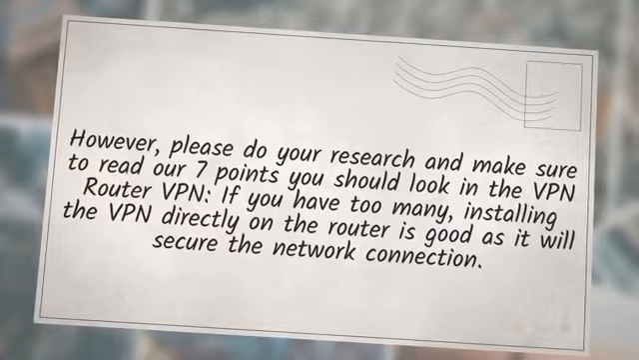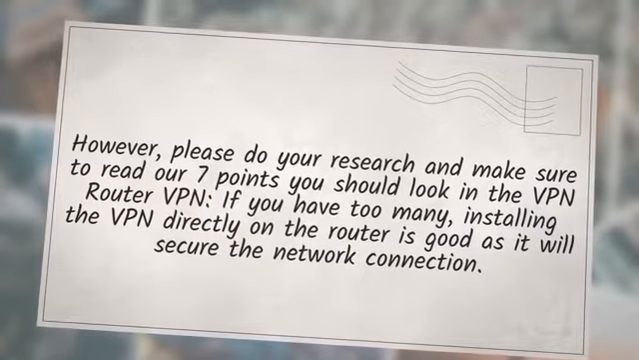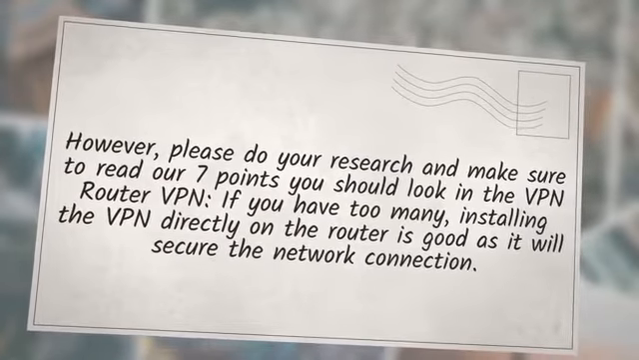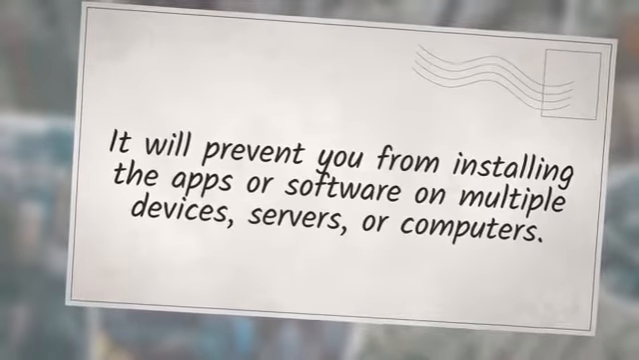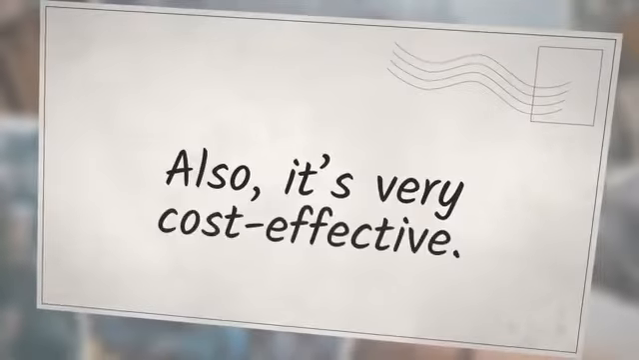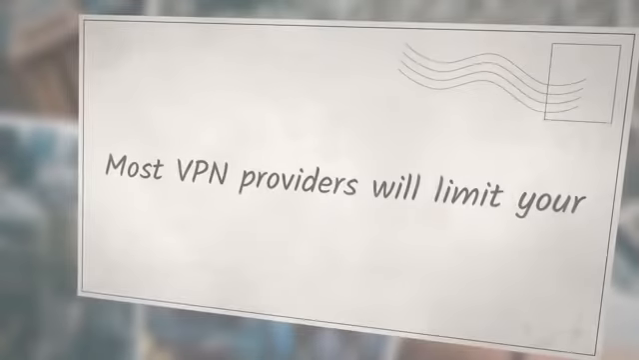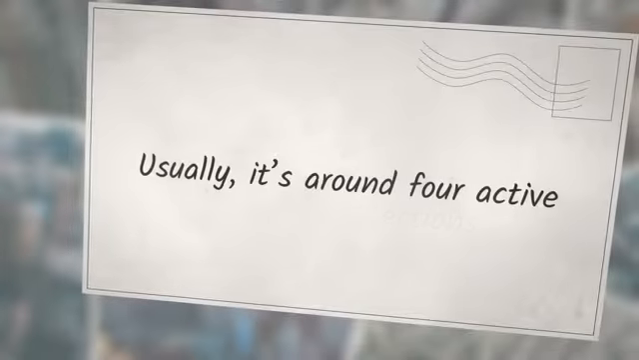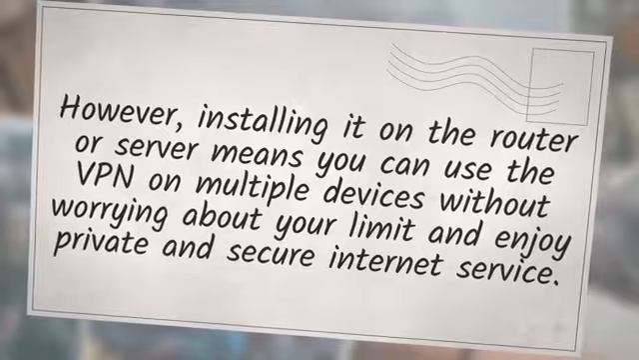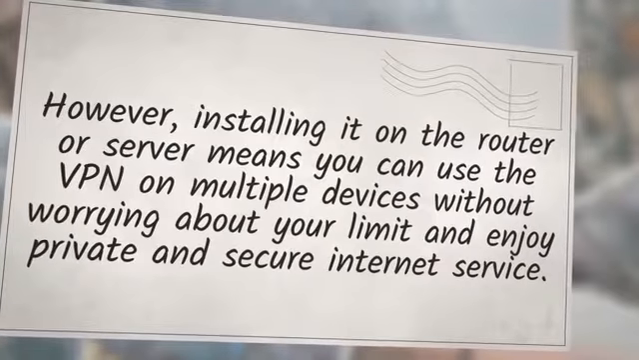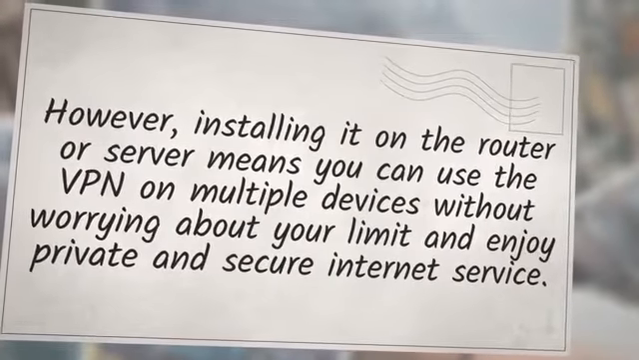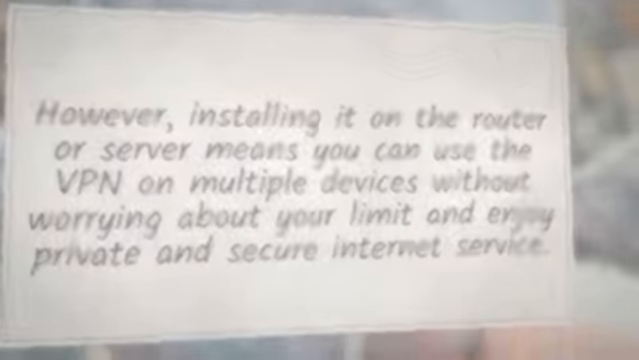Router VPN. If you have too many devices, installing the VPN directly on the router is good as it will secure the network connection. It will prevent you from installing the apps or software on multiple devices, servers, or computers. Also, it's very cost-effective. Most VPN providers will limit your maximum installation per user, usually around 4 active internet connections. However, installing it on the router or server means you can use the VPN on multiple devices without worrying about your limit and enjoy private and secure internet service.